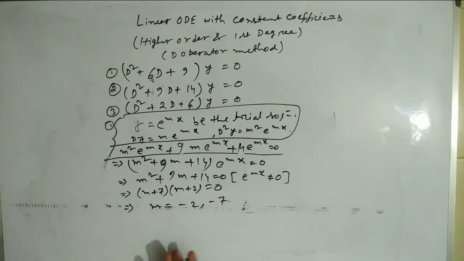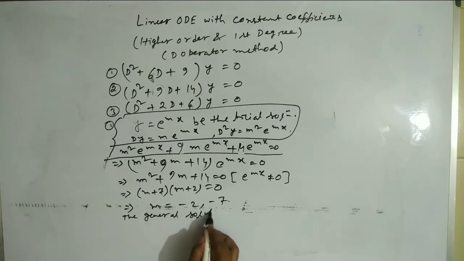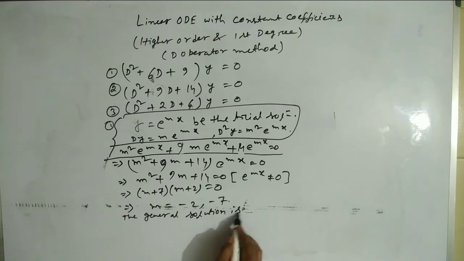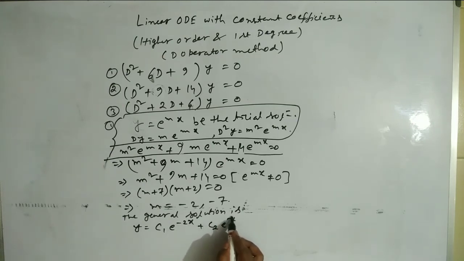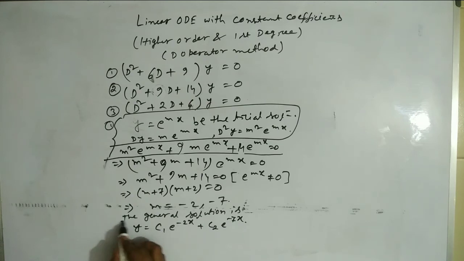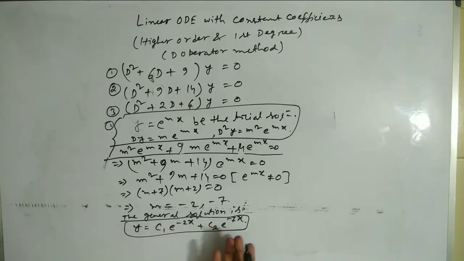Now you know what to do if the roots are real and unequal. So the general solution is y equals c1 e to the power minus 2x plus c2 e to the power minus 7x. So this will be the general solution if the roots are real and unequal.